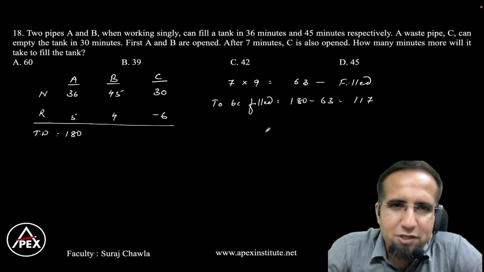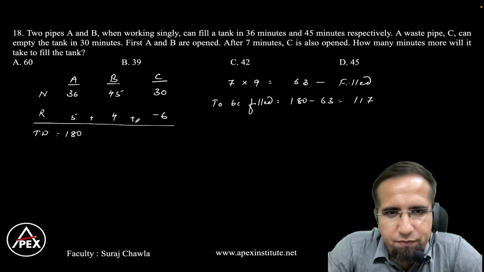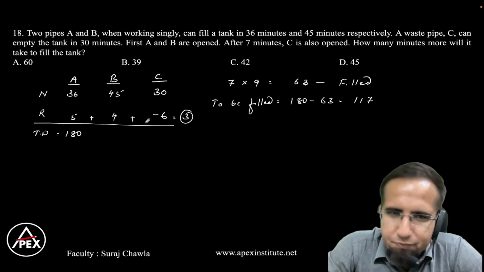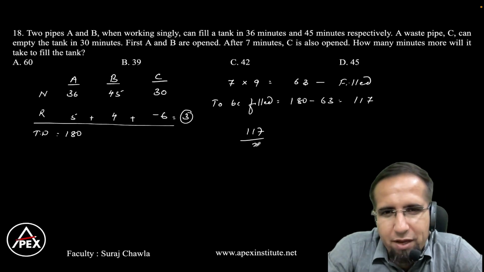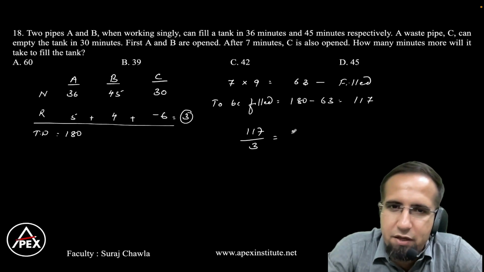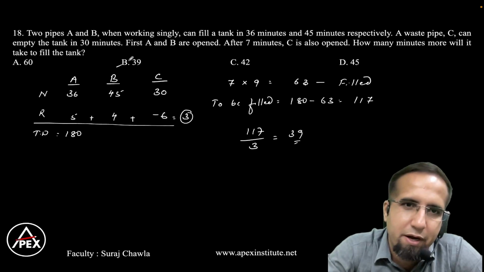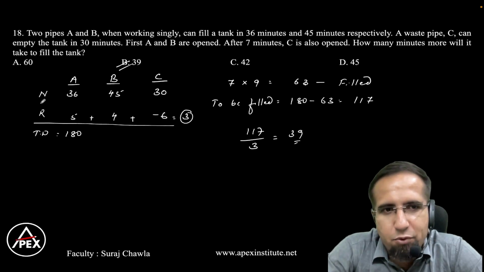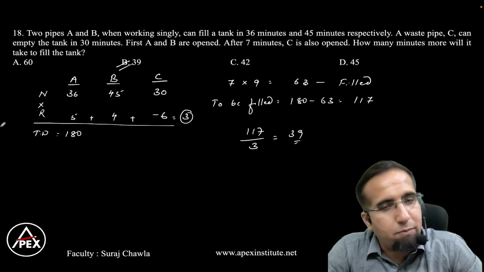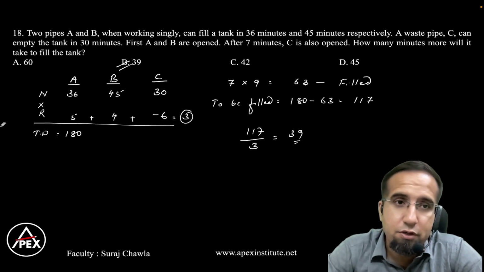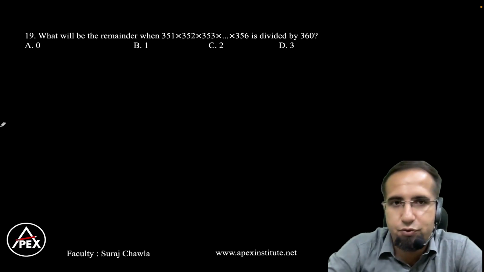Now in how many more minutes will the tank fill if all the three of them are open? So if all the three of them are open, effectively per minute only 3 units are being filled. So how much more time? That is 117 by 3. That gives me 39 should be the required answer. I repeat, here n is the number of days, r is the efficiency, and n into r will give us the total work. I'm sure that you should be comfortable with the table to get the required answer.